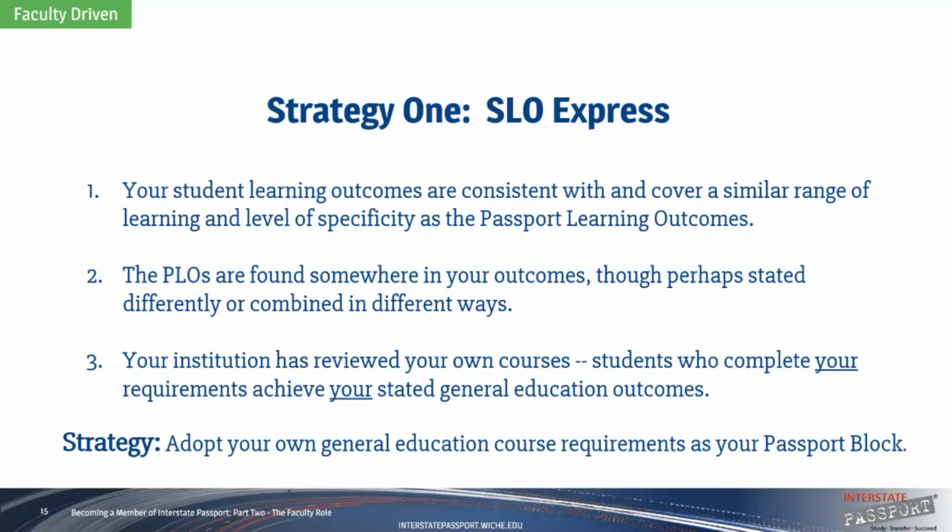And if your institution has reviewed your own courses so that you know that students who complete your requirements are able to achieve your stated general education outcomes. In that case, your strategy may be simply to adopt your own general education course requirements as your passport block. So students who complete one would also automatically complete the other.